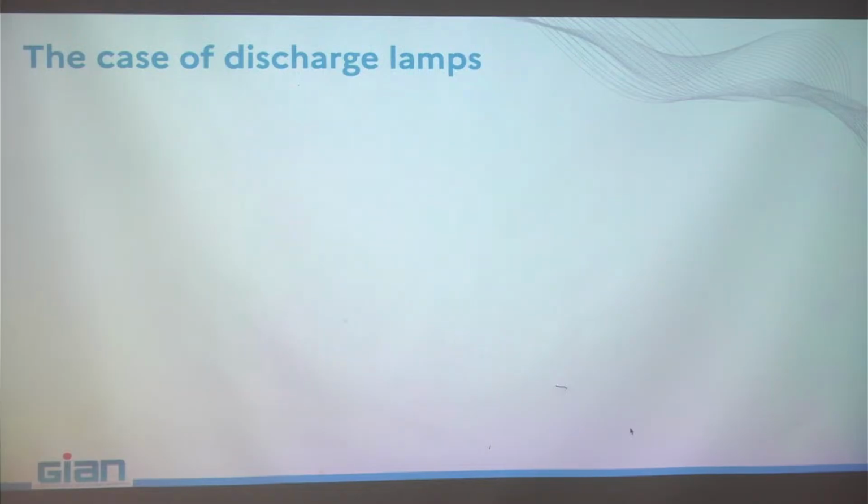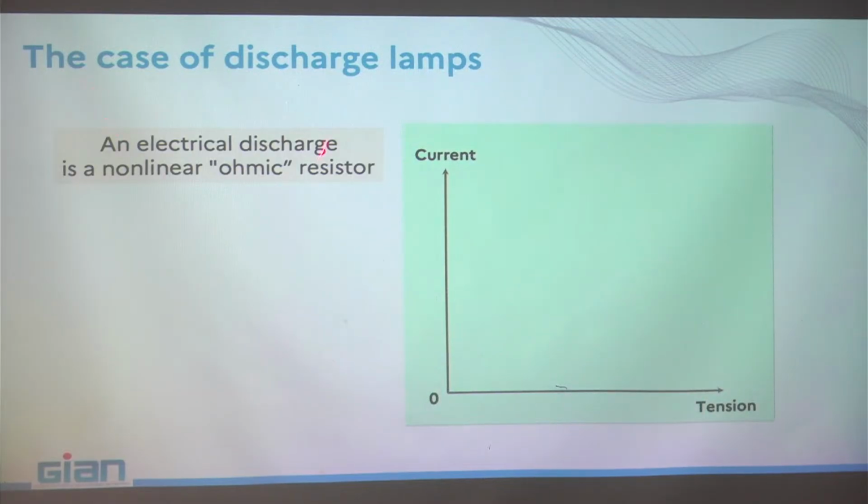Well, I told you that an electrical discharge is a nonlinear ohmic resistor, provided that you stay at frequencies lower than what we call the plasma frequency, and the plasma frequency is above gigahertz. What is the problem with the plasma frequency?